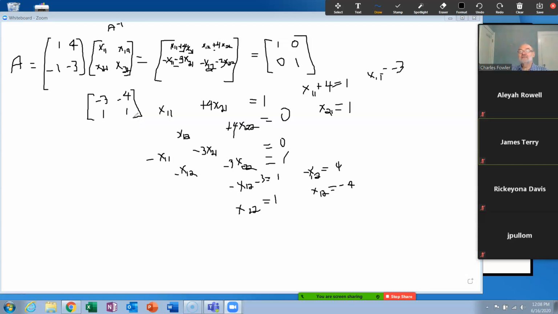All right. Now I want to do a real quick check and see if that's true. Let's just multiply these together. First row by first column would be negative 3 plus 4, which is 1. Sure enough, that's right. Next one would be this times that. That'd be negative 4 plus 4 is 0. That works. Then second row, first column, positive 3 minus 3, that's 0. That works. And then second row, second column, that would be plus 4 minus 3 is 1. Yep, that worked. Those are the inverses of each other.